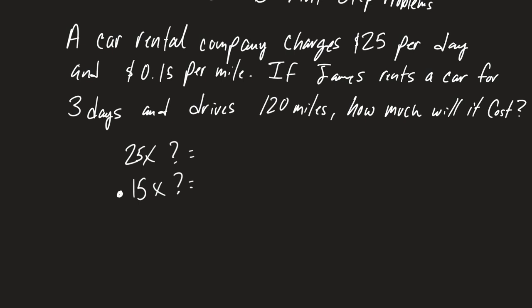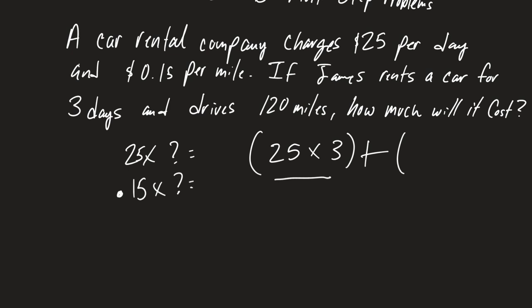It says if James rents a car for 3 days, okay, well, I know that if I rent it every day is going to be $25, so that's 3. And then it says, and he drives 120 miles, okay? Well, how much will it cost? I know I have to add the cost of the total days and then the number of miles. So I'm just going to put a plus sign.